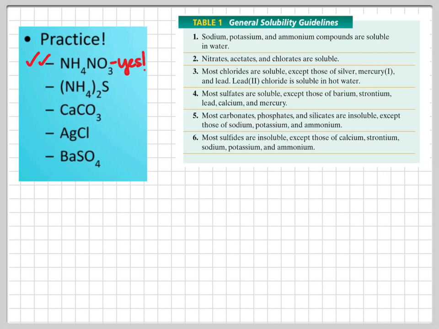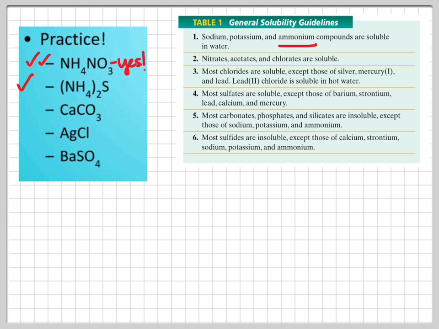Double whammy. This thing is certainly soluble. So now let's look at ammonium sulfide, (NH4)2S. Well, the first rule, sodium, potassium, and ammonium compounds are soluble in water. Well, this is an ammonium compound, so that's a check. Okay, this is soluble, but it's really important to keep reading and look for exceptions.